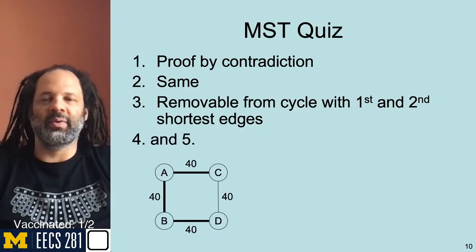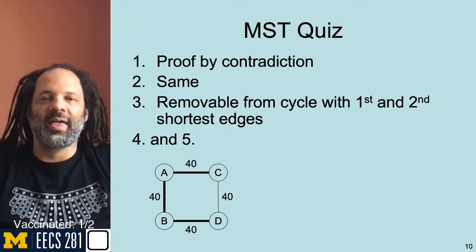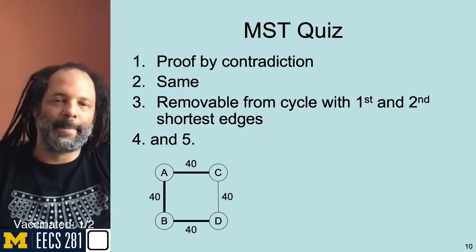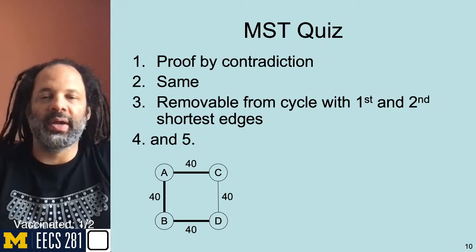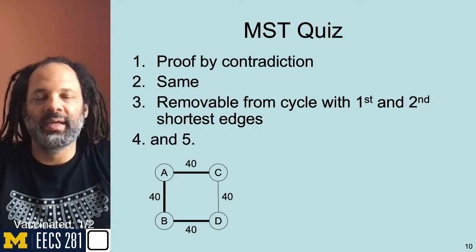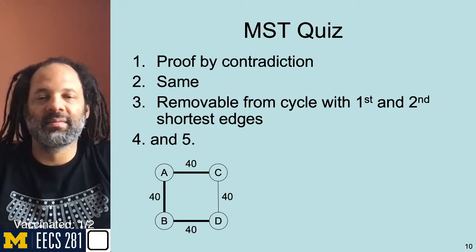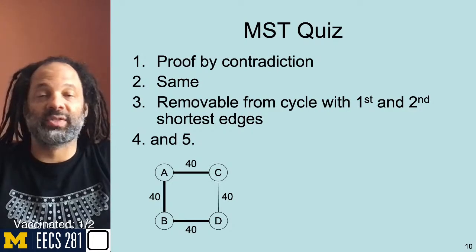All right, here we are. We're trying to draw a graph with multiple MSTs. Look at this unit square here. A to B, B to D, D to C, C to A. All of those edges have length 40. So if I wanted an MST, I could take just 3 of them, right? So it doesn't matter which 3 I pick.